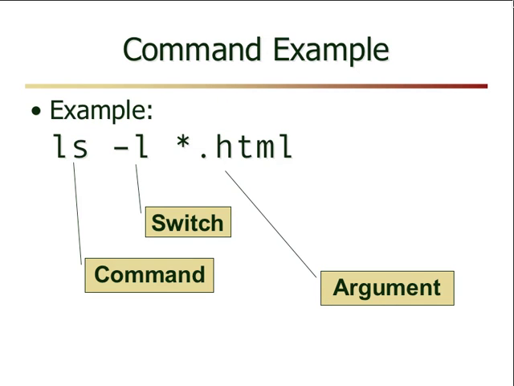So here's an example of the ls command. The ls command lists out the contents of a directory. So ls -l is going to list it out, I think it actually does it in 2 columns, and it gives you all of the information. And this is going to be *.html as the argument. So you can see the 3 components and how they're put together.